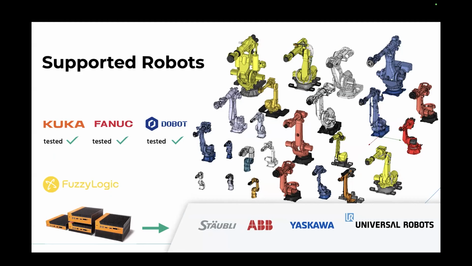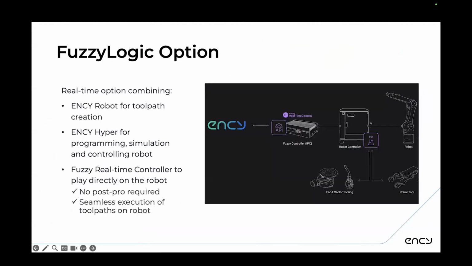If your robot is not on the list right now, don't worry. We can develop a driver for it. All we need is the documentation and access to the robot for testing. However, right now, you can also order a software-hardware option from our partner in France, Fuzzy Logic Robotics, which allows you to connect Staubli, ABB, Yaskawa, Universal Robots, and many, many others.